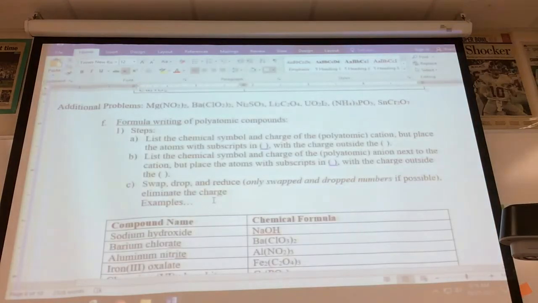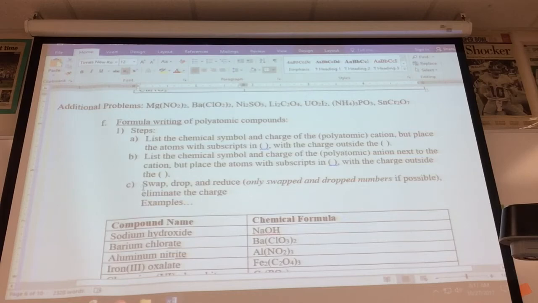In regard to writing chemical formulas of compounds that contain polyatomic ions, the steps you follow are essentially what we did the other day. They're actually a little easier, but you need parentheses. It says list the chemical symbol and the charge of the cation. It may be polyatomic, but place the atoms with subscripts in parentheses with the charge outside, and I'll illustrate that for you. Same thing for the anion.